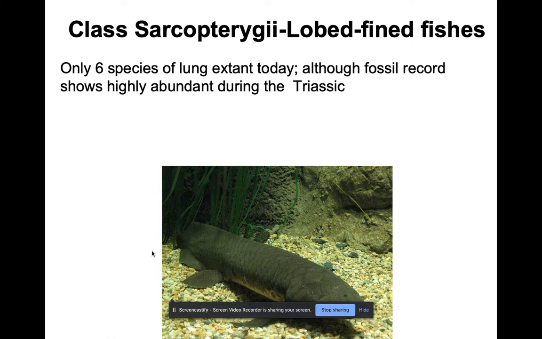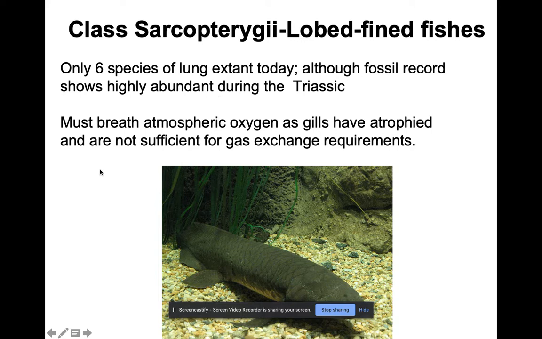So what this sets up is we're going to go from the superclass Osteichthyes and look specifically at the class Sarcopterygii, these lobe-fin fishes, with just a couple more slides before we finish up. This class used to be a lot more diverse than it is today. Currently there are only six species of lungfish, but the fossil record shows lots and lots of fossils from the Triassic.